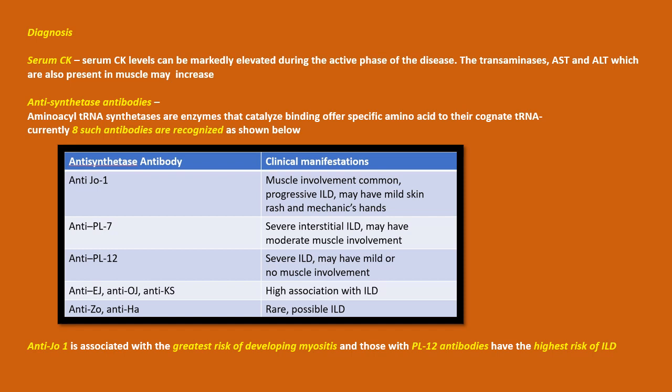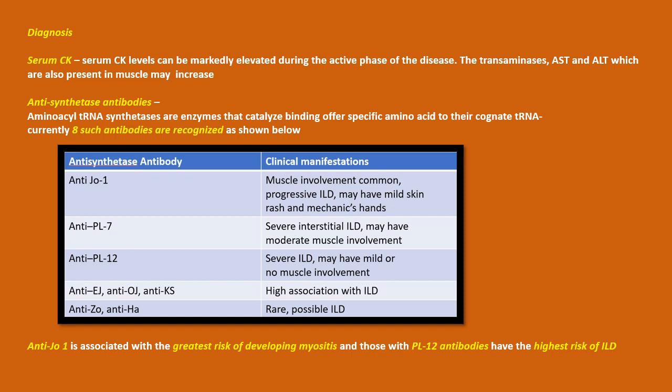Anti-Jo-1. Here, muscle involvement is common. There is progressive interstitial lung disease, and patients may have mild skin rash and mechanic's hands. Anti-PL7. Severe interstitial lung disease, may have moderate muscle involvement. Anti-PL12. Severe interstitial lung disease, may have mild or no muscle involvement. Anti-EJ, anti-OJ, and anti-KS have high association with ILD, and anti-Zo and anti-Ha are rare with possible ILD.